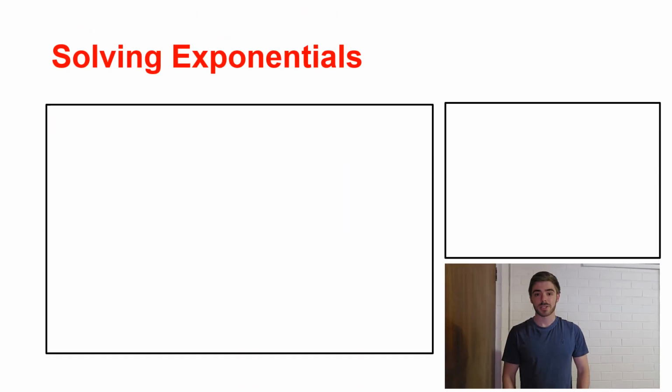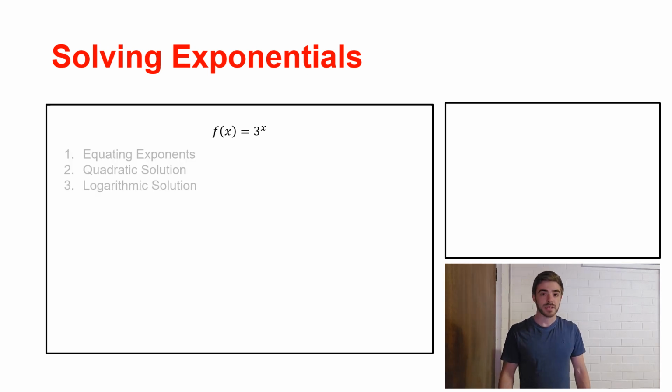An exponential equation looks something like this. It differs from other functions because the power is the unknown rather than the base. There are 3 key techniques that we use for solving exponential equations, and these are equating exponents, using a quadratic solution, and using a logarithmic solution. Let's start by exploring the first method.